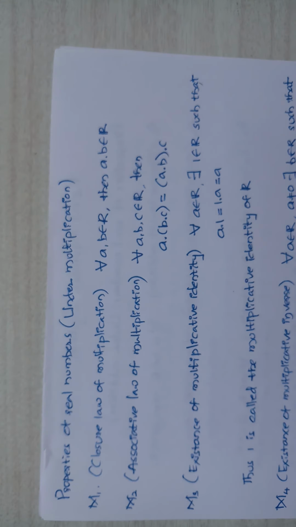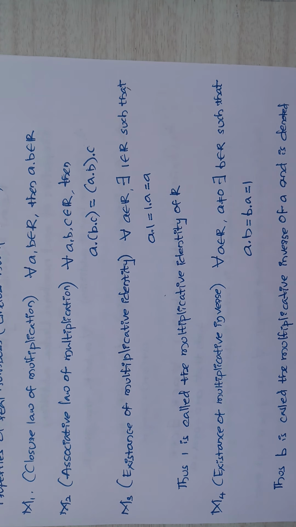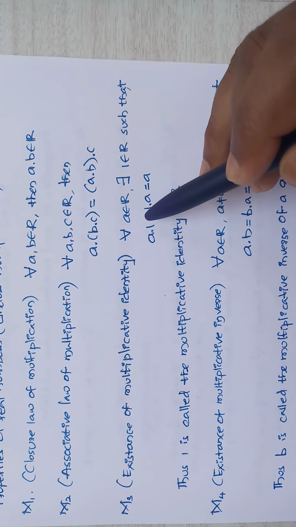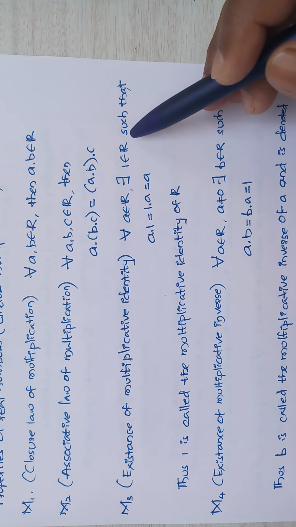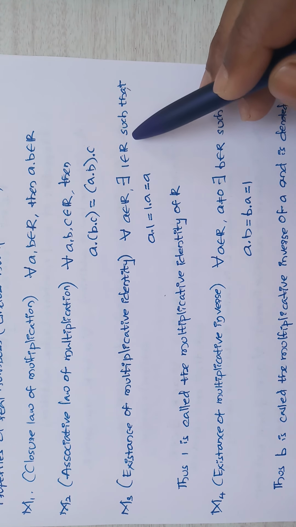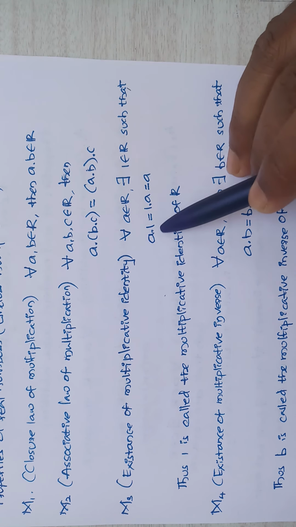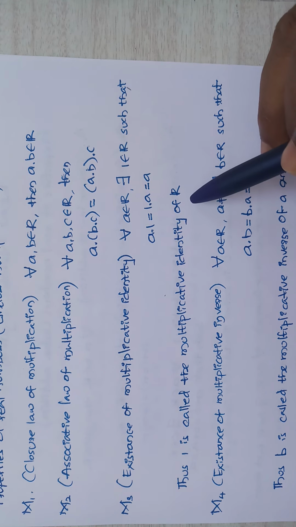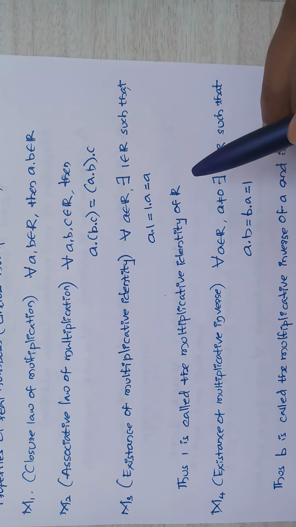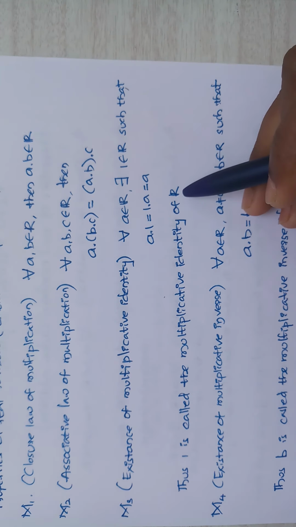Next, existence of multiplicative identity. For all a belongs to R, there exists 1 belongs to R such that a into 1 is equal to 1 into a is equal to a. So here the real number 1 is called the multiplicative identity of R.